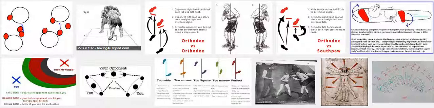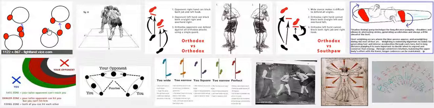Now, if you're looking from above, this is what it looks like. Here we just see the guys with their gloves, not their feet. The red is the gloves. This is orthodox versus southpaw. The southpaw is this guy, see, his strong hand is here. This is the orthodox here. This is the southpaw again, and the orthodox.